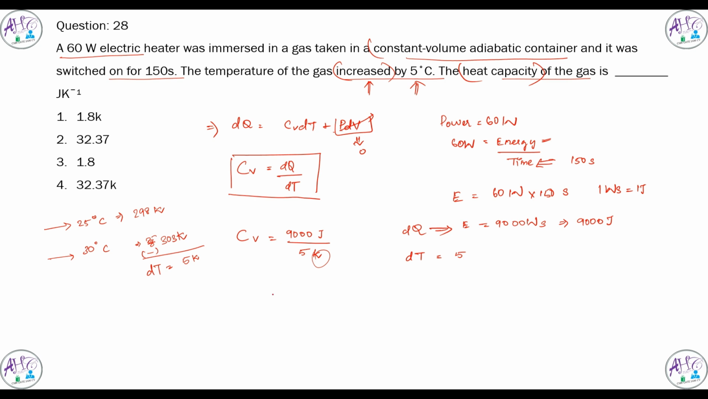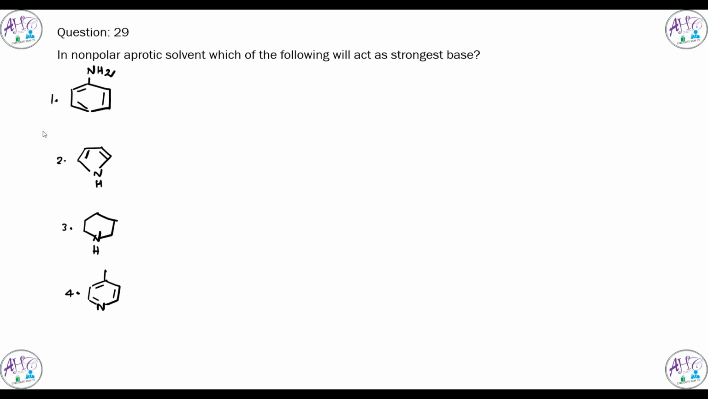So if you solve, you are going to get the value around 1.8 into 10 power 3 joule Kelvin inverse, which is nothing but your 1.8 kilojoule Kelvin inverse. So option 1 is the correct answer. Okay. Next question.